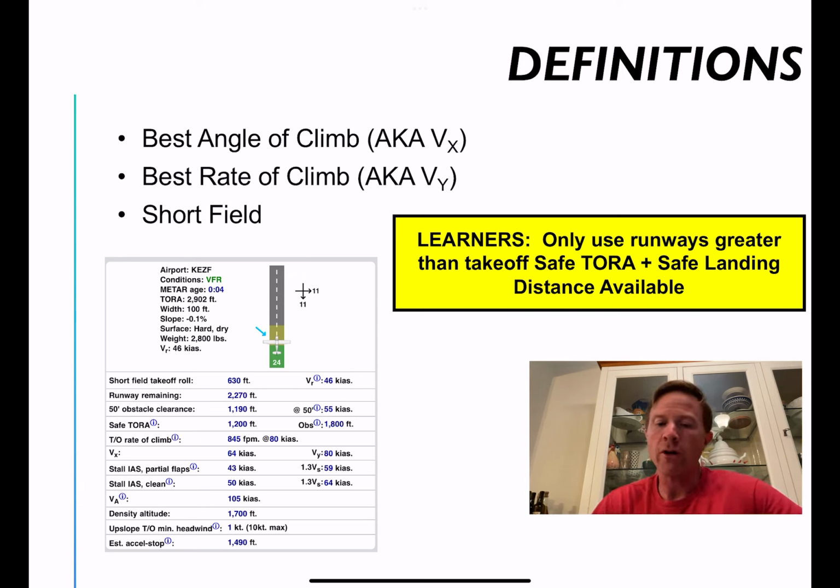The last definition we'll look at: there's no exact definition of what a short field is, but typically we consider a short field takeoff when there's a 50-foot obstacle that must be cleared shortly after takeoff, and using the best combination of takeoff and climb. A couple of thoughts there for some of our learners out there: we're not going to take off on any field where we don't have the maximum safe takeoff runway available plus the maximum safe landing roll available. So if we add those two numbers together, we shouldn't be using any runway smaller than that. This is just for our initial practice.